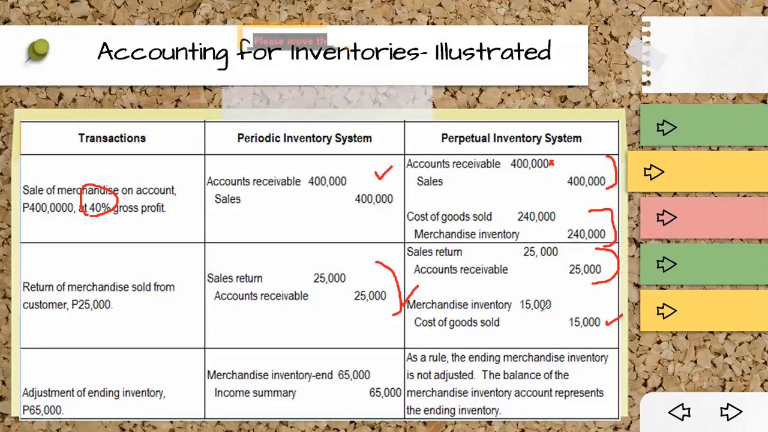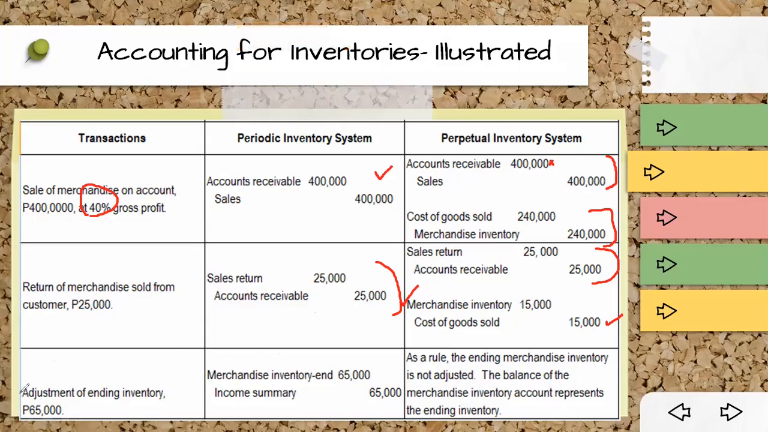So, paano kinompute yung 15,000? So, that's 25,000 times again the cost ratio of 60%. No? So, that's 25,000 times, that's 25,000 times 60%. So that's 15,000, which is your cost, that represents your cost.